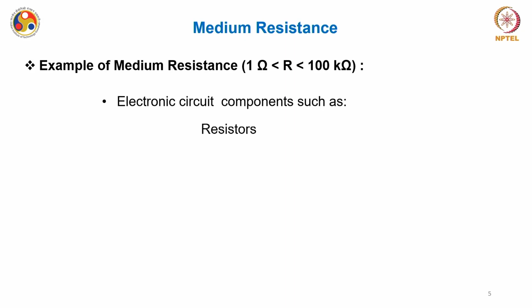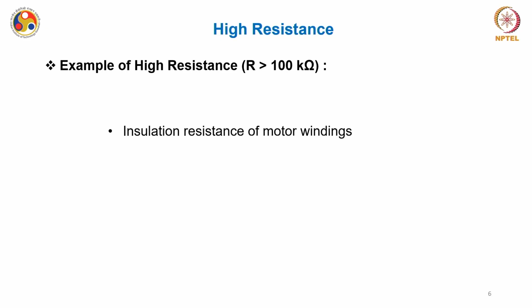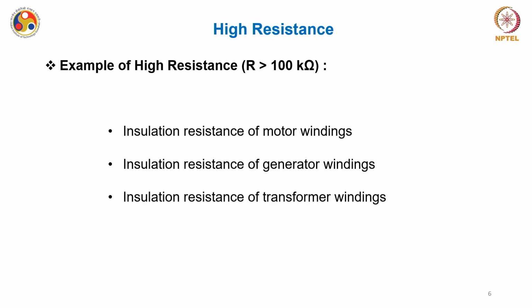Medium resistances, 1 ohm to 100 kilo ohm, we all come across in our laboratories, be it common resistors available in the lab or PCB traces. All these are medium resistances. And when I talk about high resistances, which is of course greater than 0.1 mega ohm, you have insulation resistance, mostly of motor winding, generator winding, transformers, electrical cables and so on. In all these places you have to measure the high resistance values of these insulators, which is equally important.